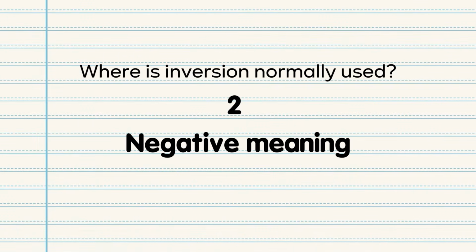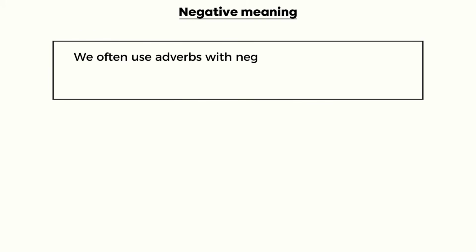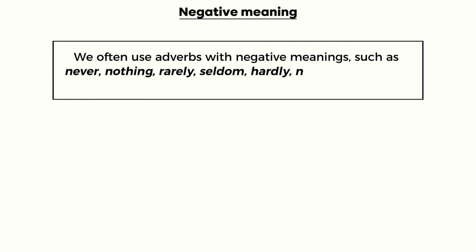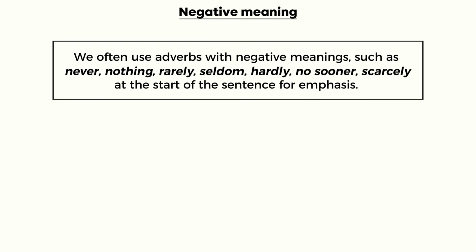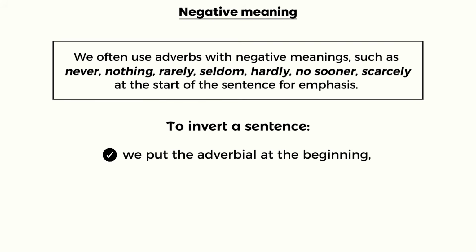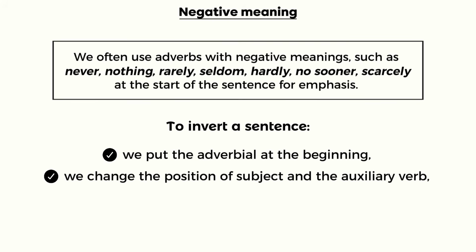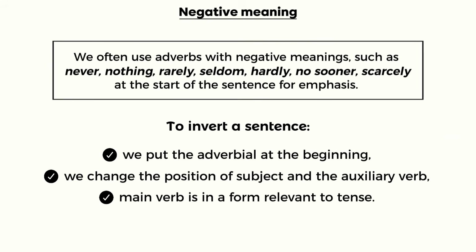2. Negative meaning. We often use adverbs with negative meanings, such as never, nothing, rarely, seldom, hardly, no sooner, scarcely, at the start of the sentence for emphasis. To invert a sentence, we put the adverbial at the beginning. We change the position of subject and the auxiliary verb. Main verb is in a form relevant to tense.